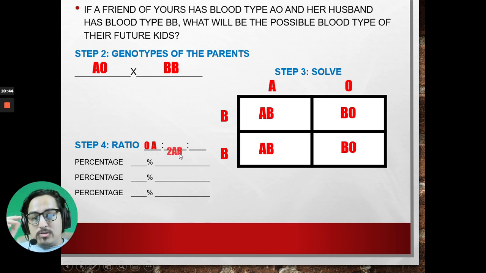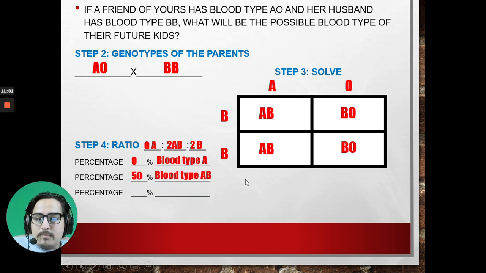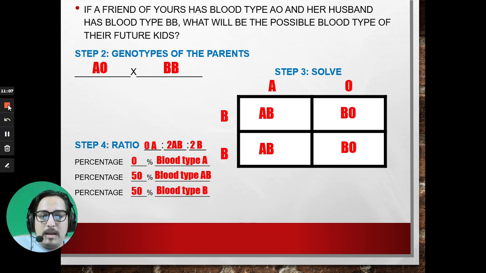So the answer here is two AB and two B. What I mean is blood types. So how many are type A in this example? 0. 0% type A because these ones are not. And then 50% AB, 50% type B. And then we're done. Go ahead and pause the video and finish copying this. Thanks.